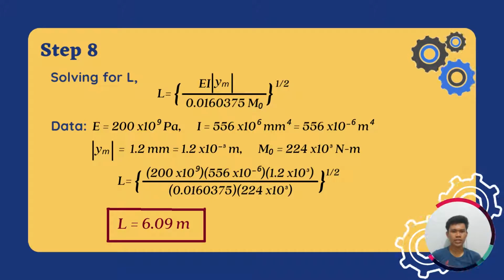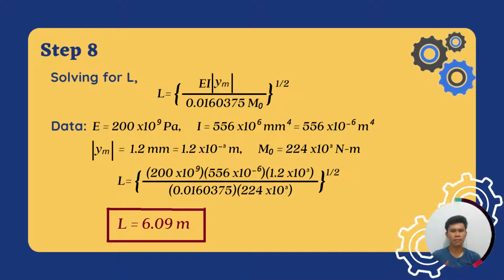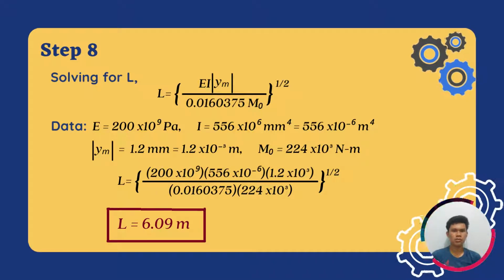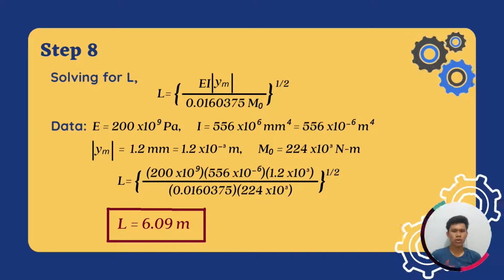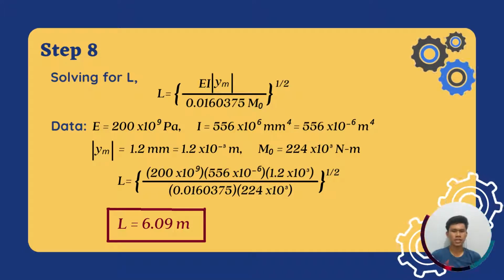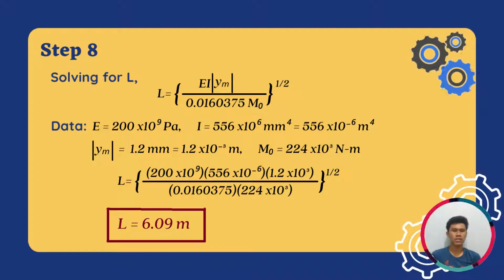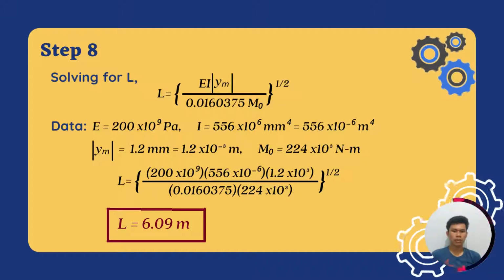We have E is equal to 200 times 10 to the power of 9 Pascal. I is equal to 556 times 10 to the power of 6 millimeters raised to 4, which is equal to 556 times 10 to the power of negative 6 meter to the fourth. And our Y max is equal to 1.2 millimeters, equal to 1.2 times 10 to the power of negative 3 meters. And M sub 0 is equal to 224 times 10 to the power of 3 Newton meters. So by substituting the given data, we get L is equal to 6.09 meters.